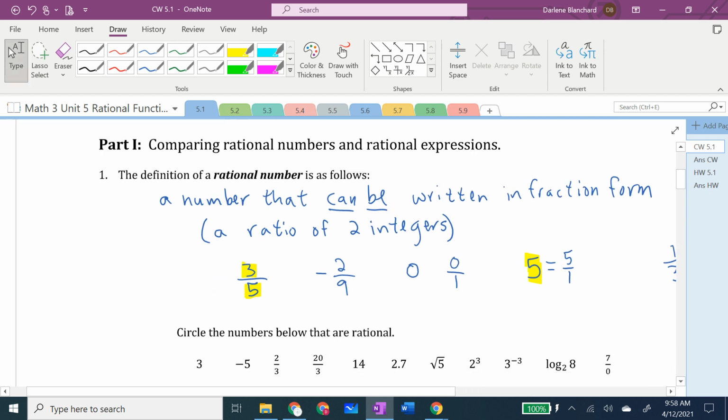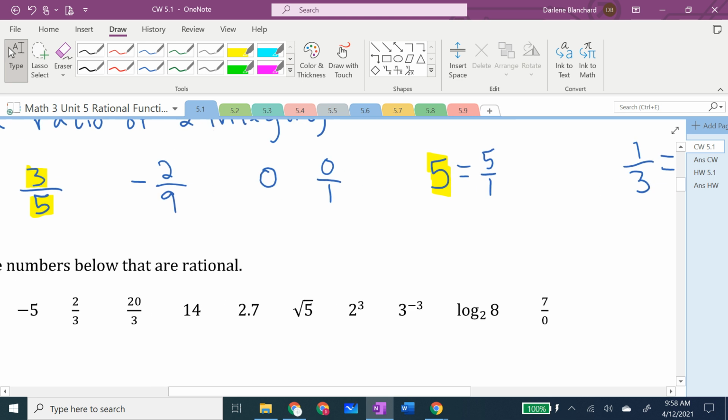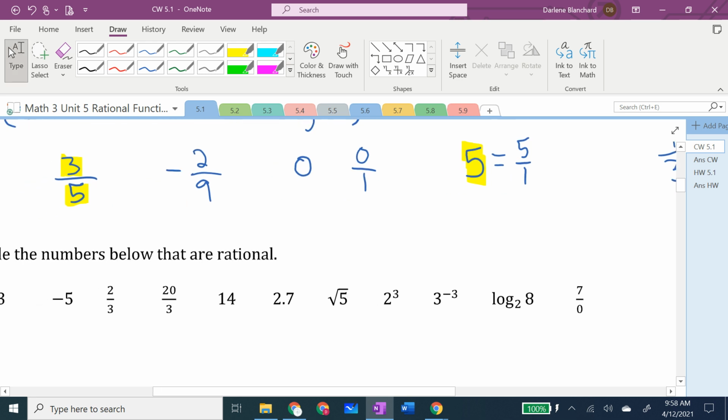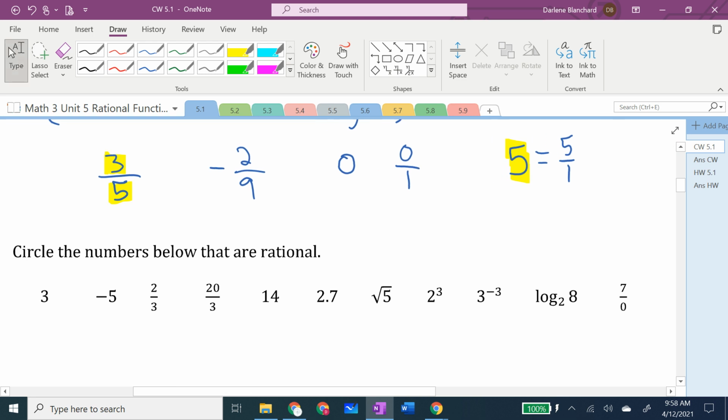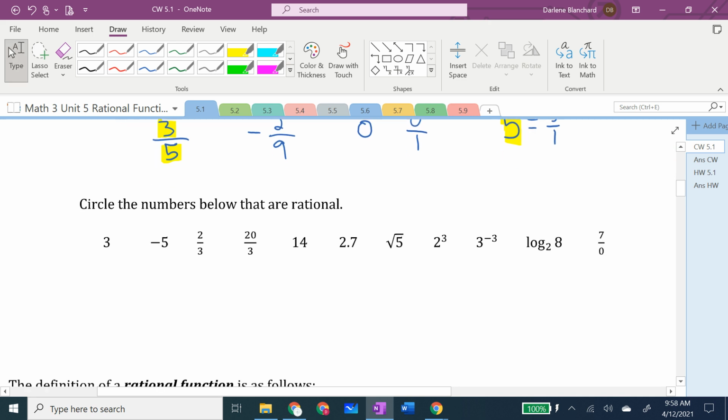So your job is to look at these and think, are these rational? Can they be written in a format of a ratio of two integers? So right now you're deciding which ones. So circle, go circle. Can it be written as a ratio of two integers?